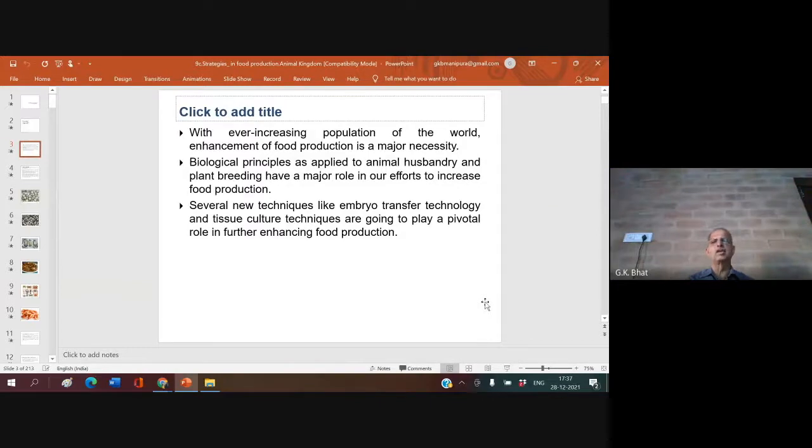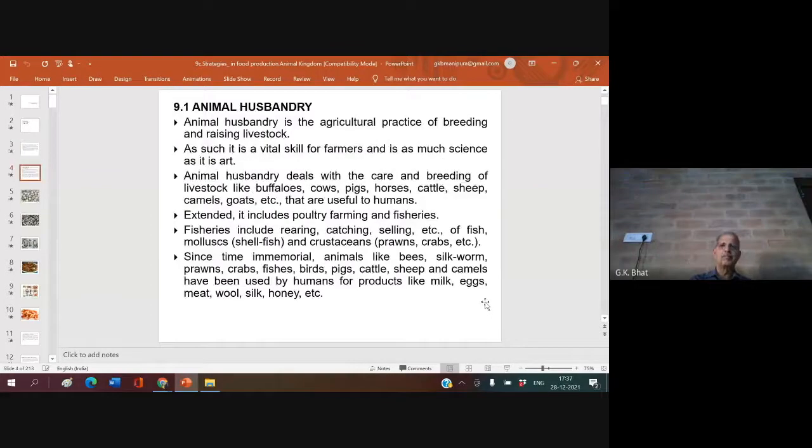We are going to study animal husbandry and plant breeding one by one separately. Apart from these two, there are several new techniques which are also involved in enhancing food production. These new techniques include embryo transfer technology, we shall see what exactly it is, and tissue culture techniques. So all these, animal husbandry, plant breeding, embryo transfer technology, and tissue culture, are enabling us to increase or enhance food production. Now let us take up animal husbandry.